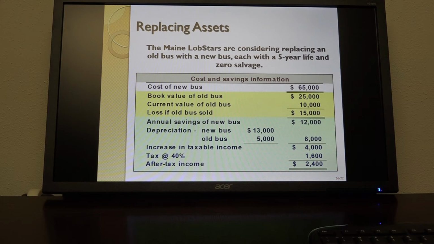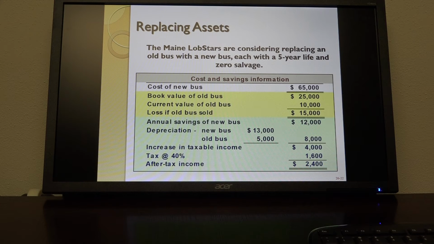The annual savings of the new bus they've determined is $12,000. How did they come up with that number? Well, they just figure it's more efficient, with less maintenance costs, all those things come into play. Better mileage, things like that. Maybe a bigger bus where they can transport more people.